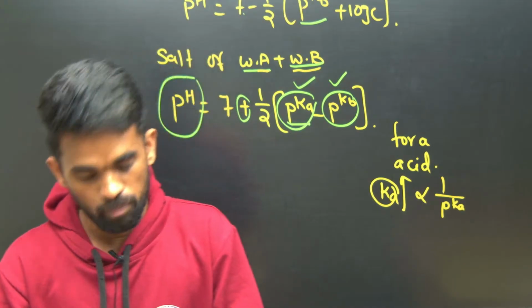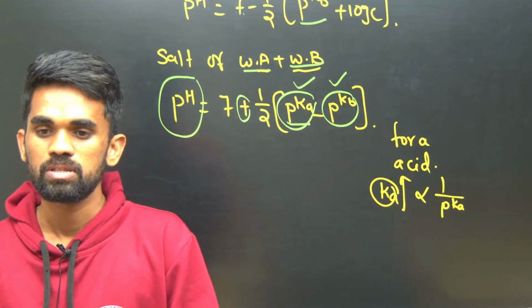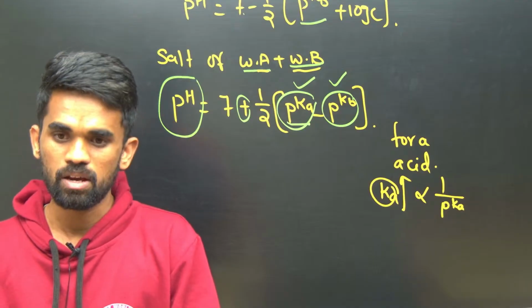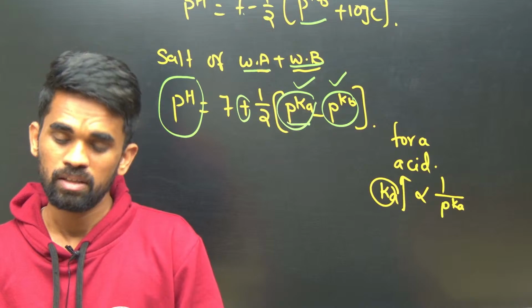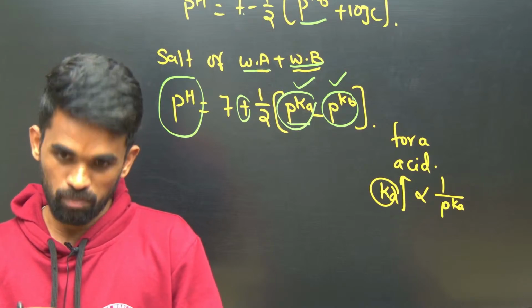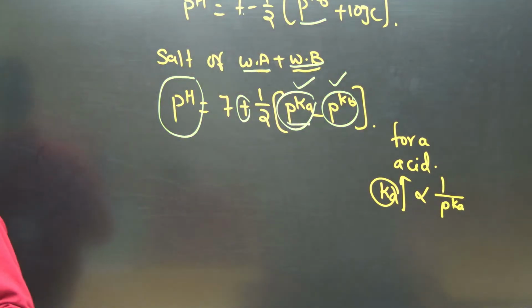pH equals 7 plus half pKa plus log C. That's it. So I hope you got the concept we discussed right now. Now let's do one or two questions based on this.